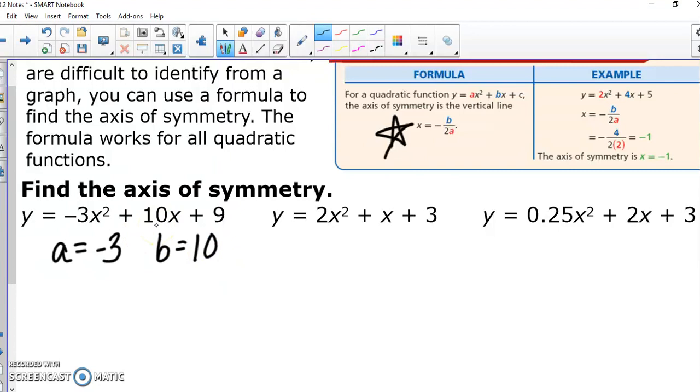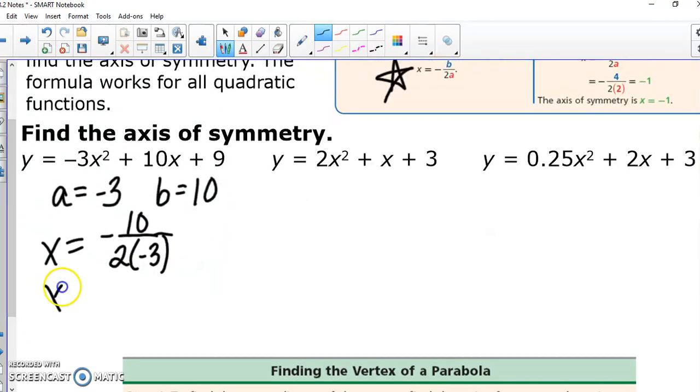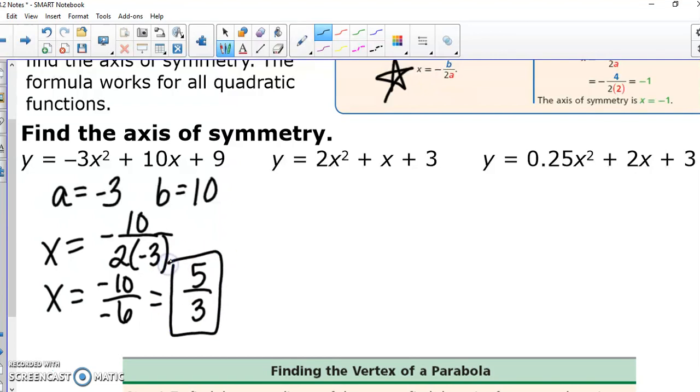So then I can just plug those into my formula. I'm going to say x equals -10 over 2 times a. When I figure that out, 2 times -3 is -6, so I'll have -10 over -6. Then simplify that out, and I'll get a positive 5 over 3. So my axis of symmetry would be x equals 5/3.